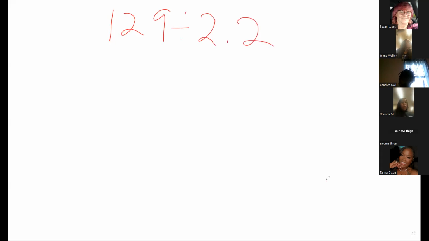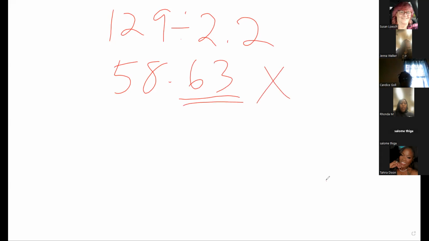And when I multiply, what was it? That times the pounds. I don't know what the first number was. 22 units. So after I got the 58.63 times the 22 units, I got 1290. Okay.